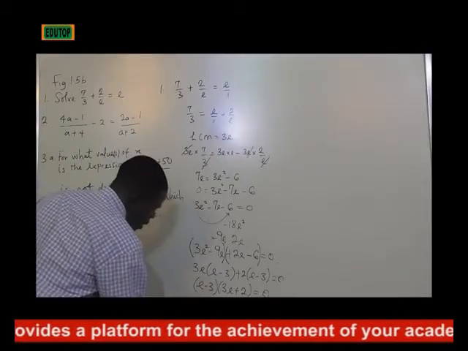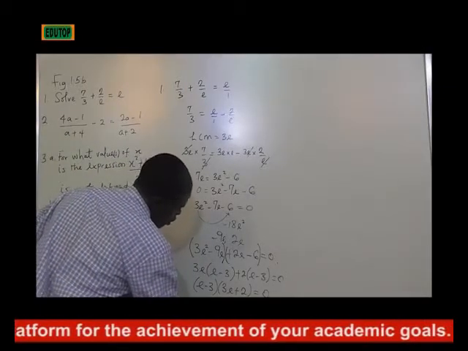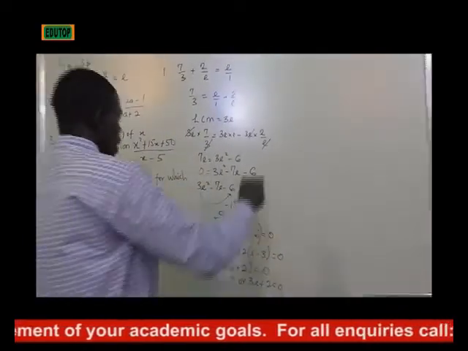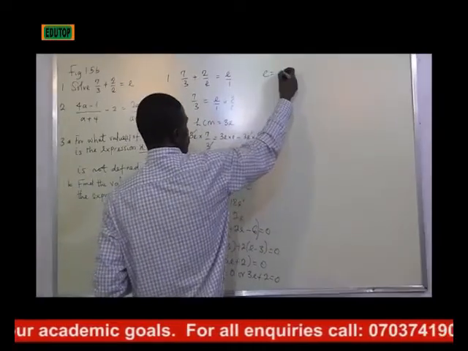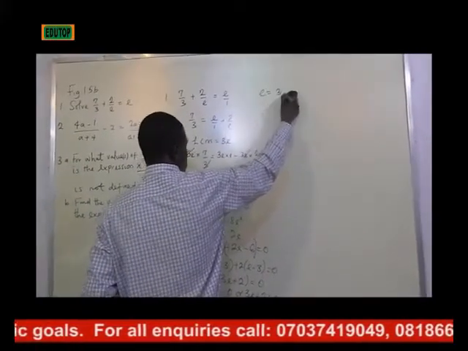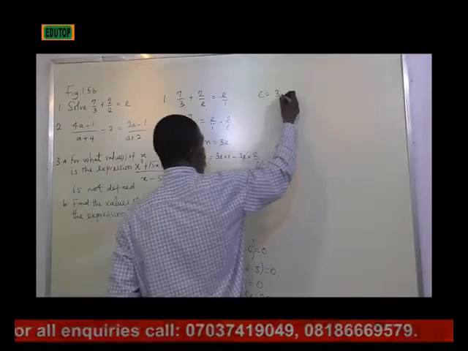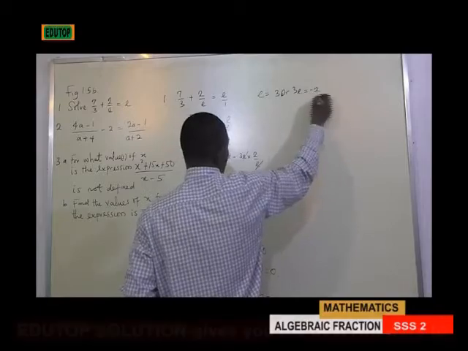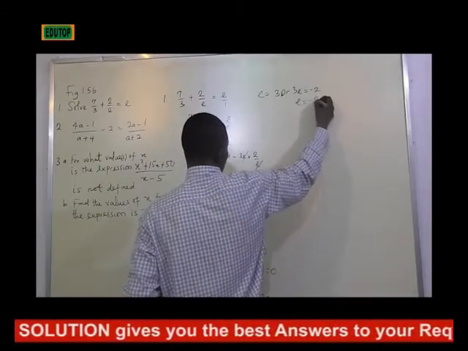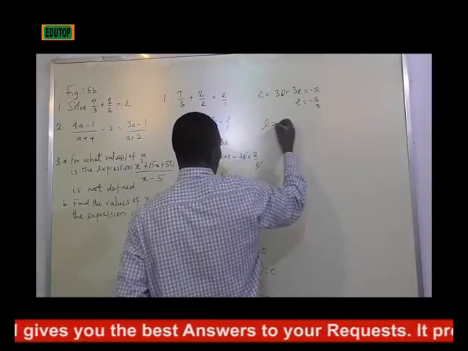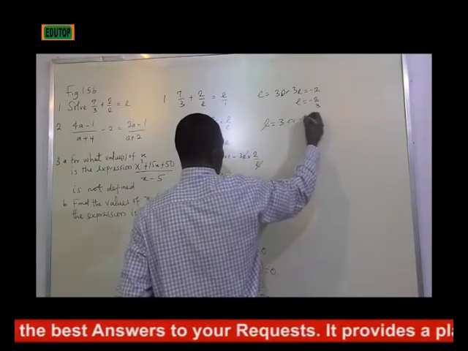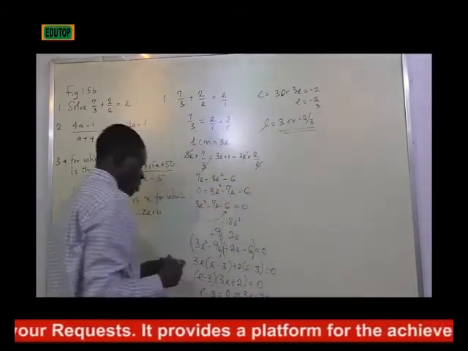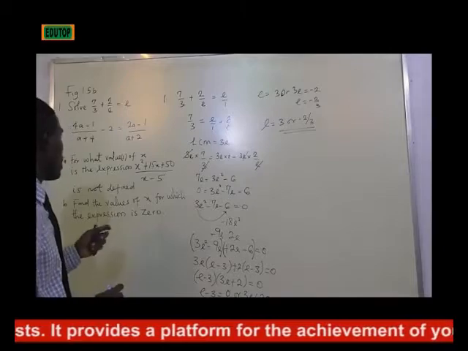Then we can equate e minus 3 equal to 0 or 3e plus 2 equal to 0. So here, then we have e equals to 3. Or we have 3e equals to minus 2. And when we divide both sides by 3, we have e to be minus 2 over 3. So our e is equal to 3 or minus 2 over 3. So that is the values for our e.